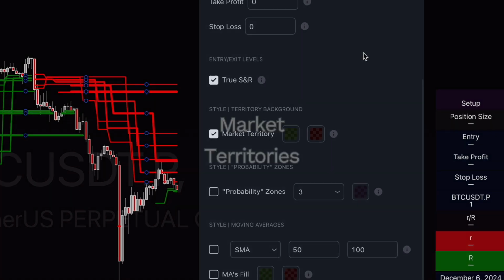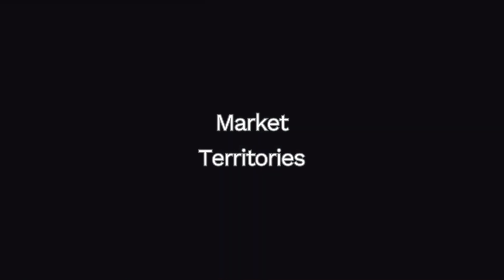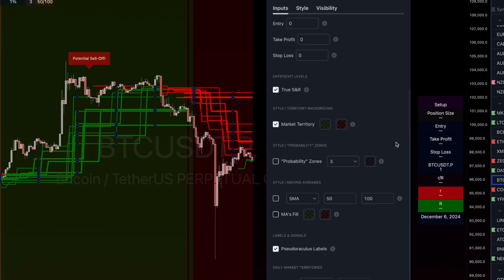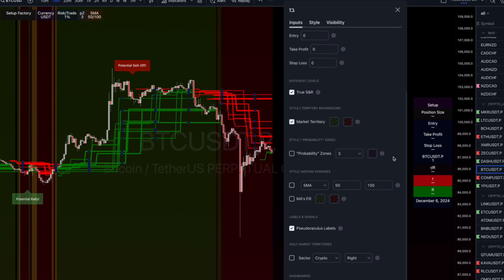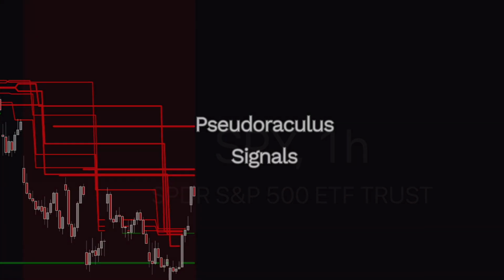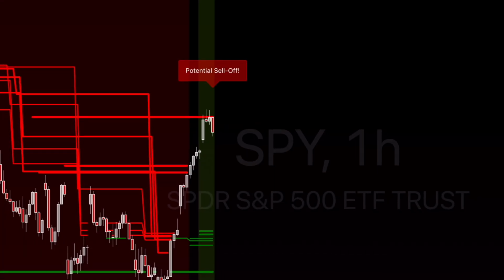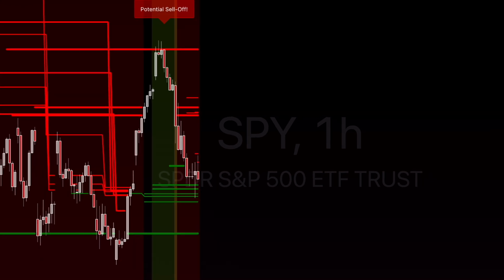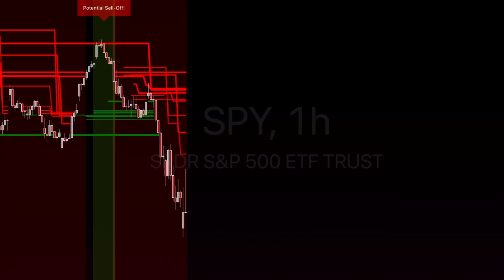Financial markets, much like life, are always in motion. Sometimes buyers dominate, sometimes sellers, and other times it's a balance of uncertainty. By understanding market flow with our Pseudoraculus signals, true S&R levels, and sector analysis on higher timeframes, you'll gain the edge every trader strives for.